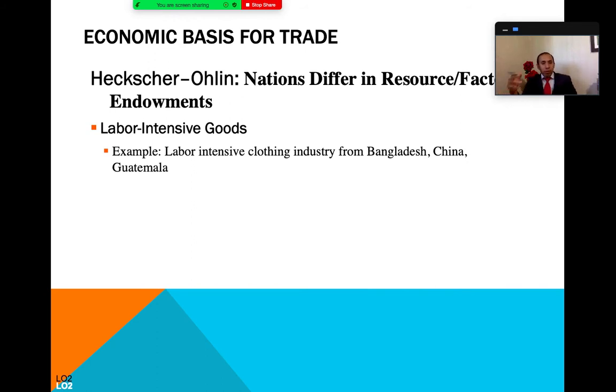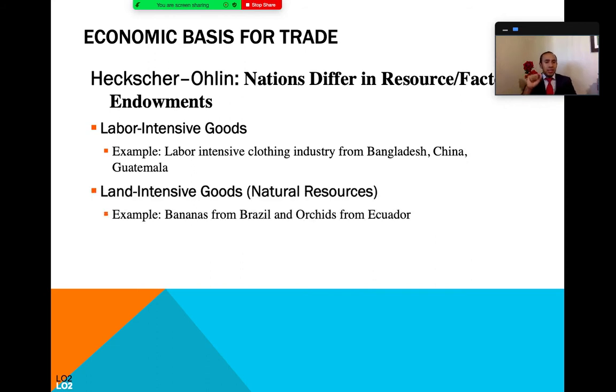For example, we may have labor-intensive goods that require a lot of labor, and there are a lot of labor-intensive industries. For example, the case of Bangladesh producing clothing. China has a lot of labor, and for a long time, China used to have a lot of labor to produce and export a lot of goods and services to the rest of the world. It still does it to a certain degree. Guatemala. And the list goes on in terms of countries that are labor intensive that produce thousands of goods.